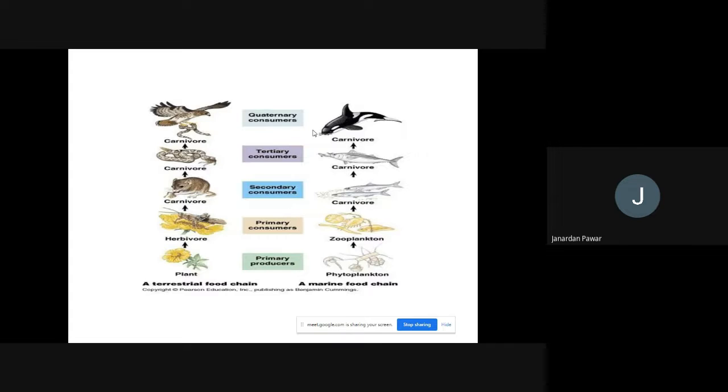the concept of herbivore and carnivore in a detailed manner here. Just look at how it takes place. I have taken primary producers, primary consumers, secondary consumers, tertiary consumers, and quaternary consumers. Look at this carefully and go through that, and from that you can understand the concept of the food chain in a detailed manner. So this is the concept of the food chain that I wanted to tell you.